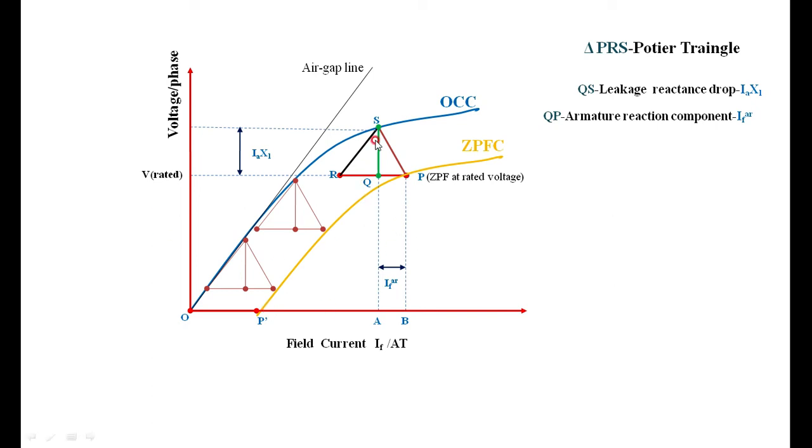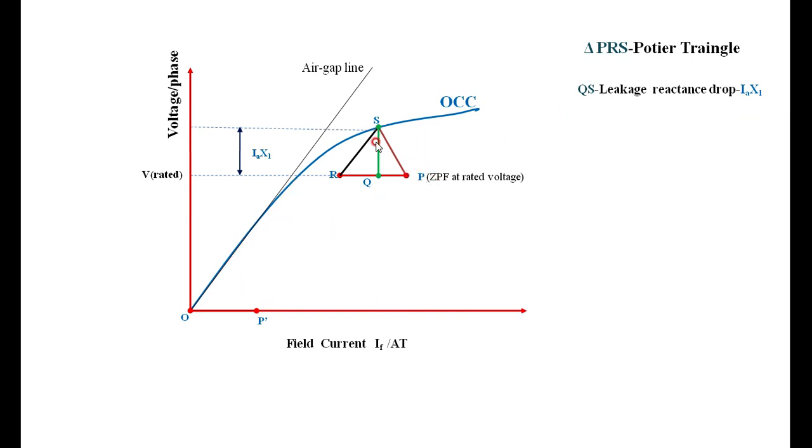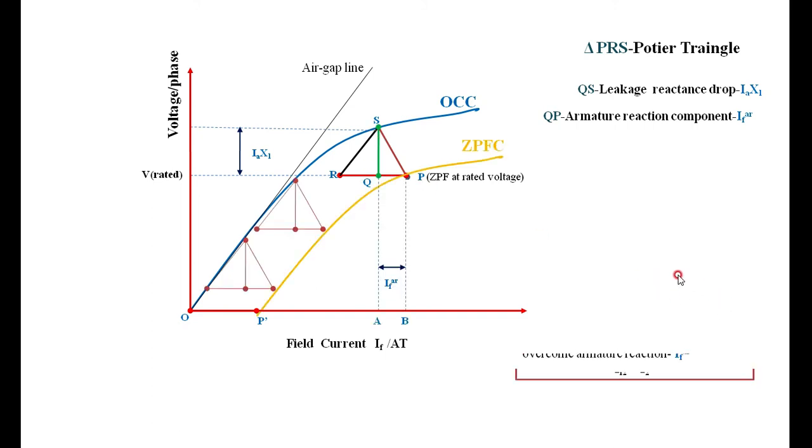But what we need from this Potier triangle is SQ, and we need QP, which you have already got here. Then you have to proceed to calculate the regulation using this Potier triangle. What I need from this method is SQ and QP. That is how I represented it here.